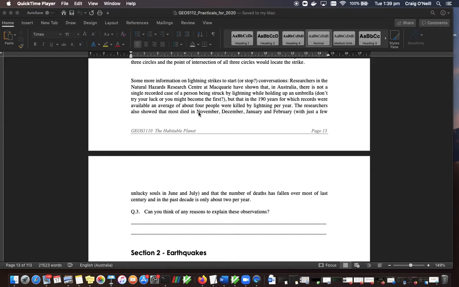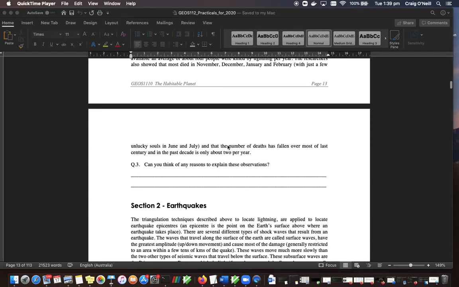That applies to a lot of the East Coast. And the other point here is the number of deaths have fallen over the last century. In the past few decades, it's been about 2 per year. The question is why? Why do fewer people die from lightning now?